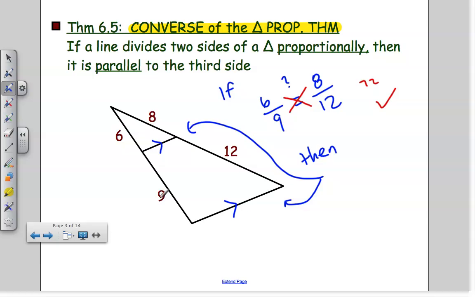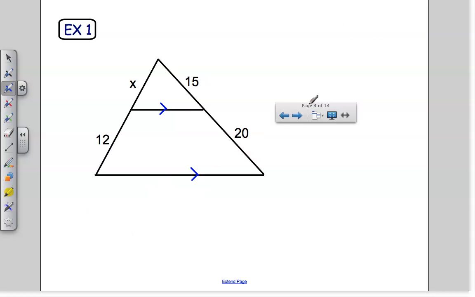So if those were not proportional, I would know this line was not parallel to that third side. So it's all about testing whether the line splits the sides proportionally. So let's do some examples.